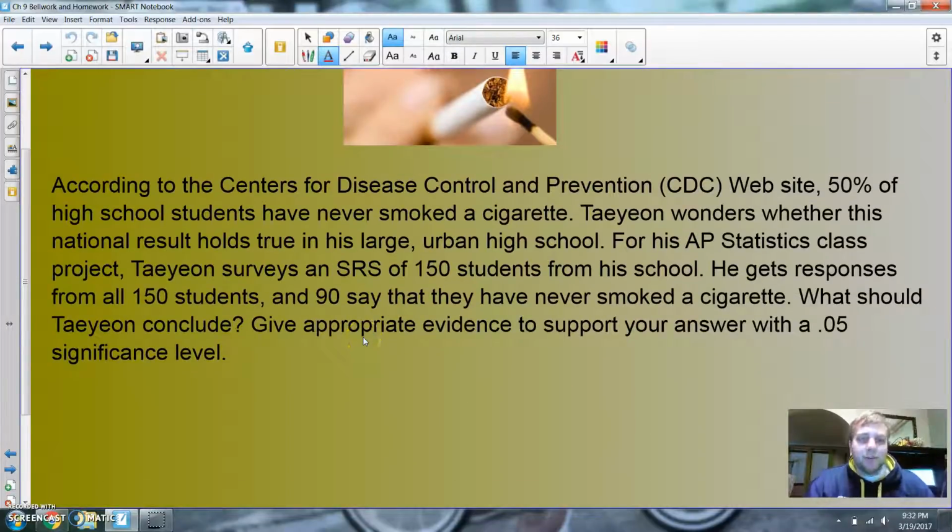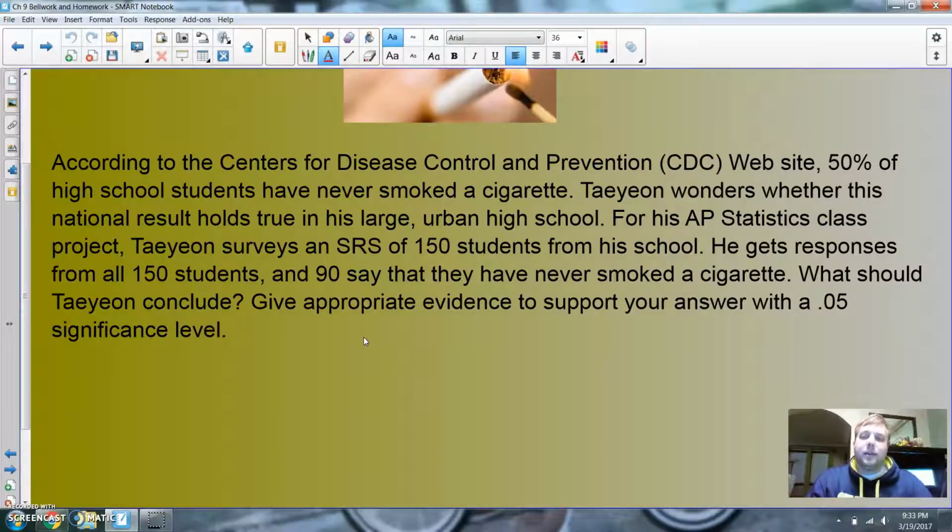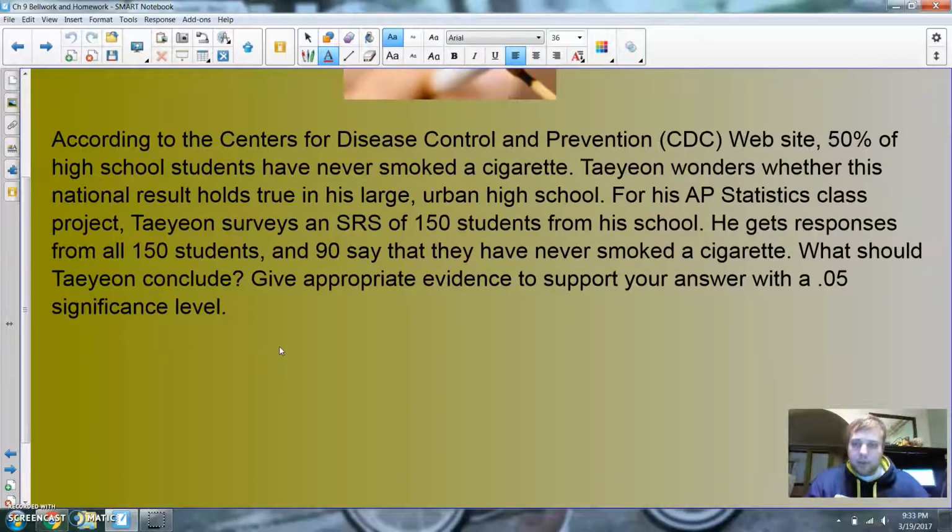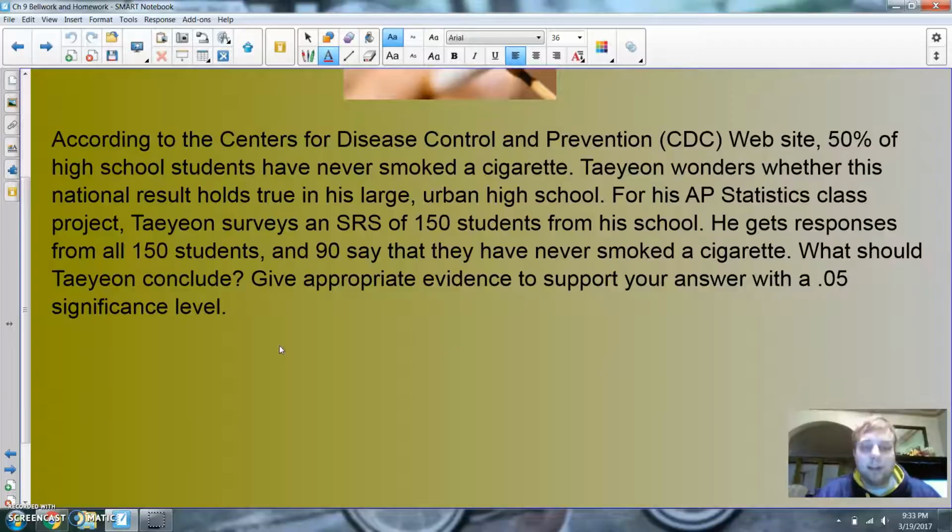According to the Center for Disease Control and Prevention, CDC website, 50% of high school students have never smoked a cigarette. Taeyoon wonders whether this national result holds true for his large urban high school. For his AP Statistics class project, Taeyoon surveys a simple random sample of 150 students from his school. He gets responses from all 150 students, and 90 say that they have never smoked a cigarette. What should Taeyoon conclude? Give appropriate evidence to conclude your answer with a 0.05 significance level.